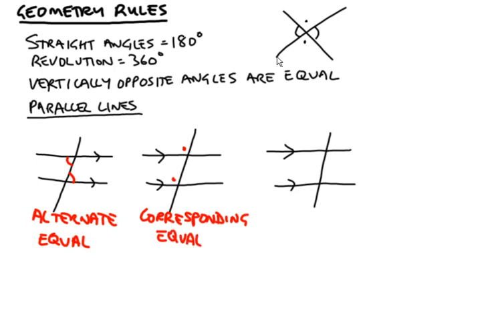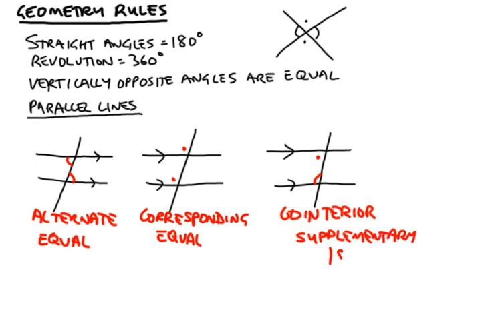And kind of like the exception to the rule, we have co-interior. So this one here and this one here, they are co-interior, that's a C, co-interior angles are what we'd call supplementary, which means they add up to 180 degrees. Sounds good. So that's our parallel line rules. Let me just pause there and we'll continue on in a sec.